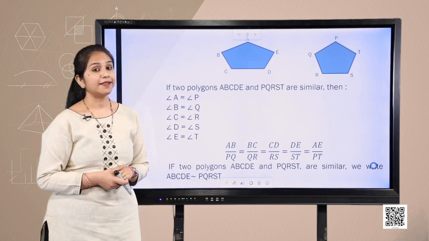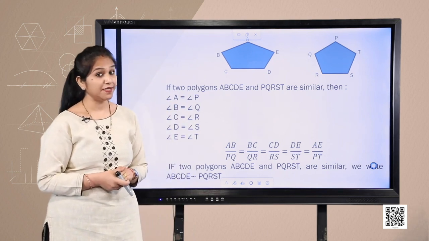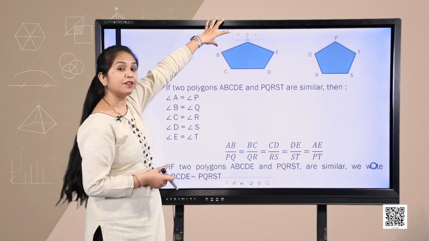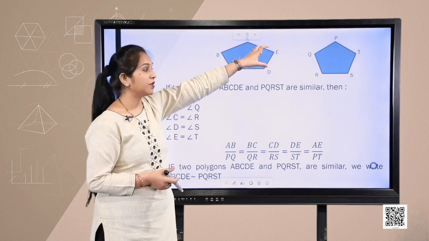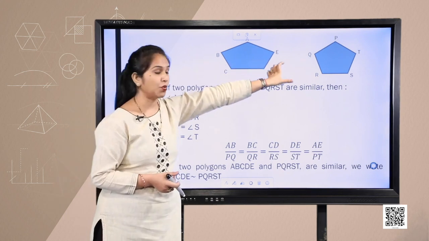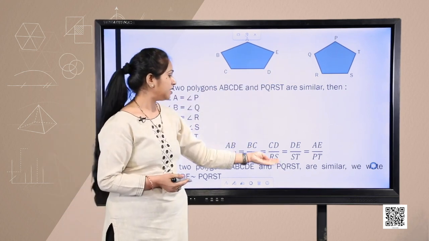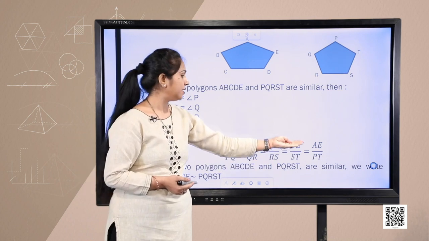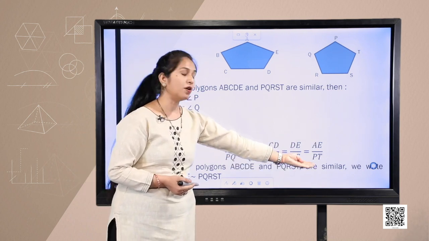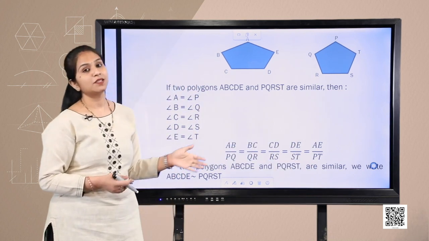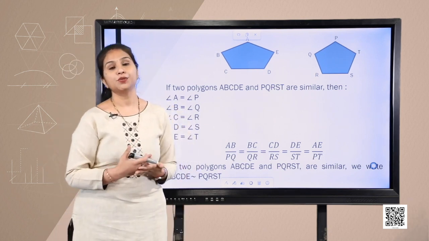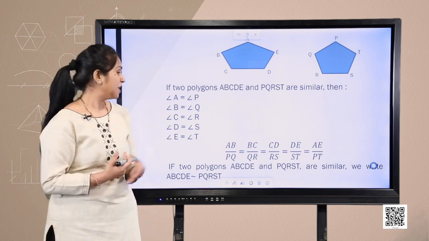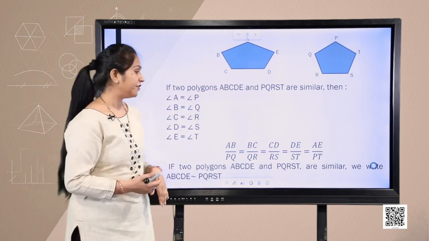When we say the sides are in proportion, it means we write the first side AB upon PQ is equal to BC upon QR is equal to CD upon RS, DE upon ST, AE upon PT. So all the sides of the first polygon are in proportion, or in ratio, to the sides of the second polygon. So these two are similar figures.